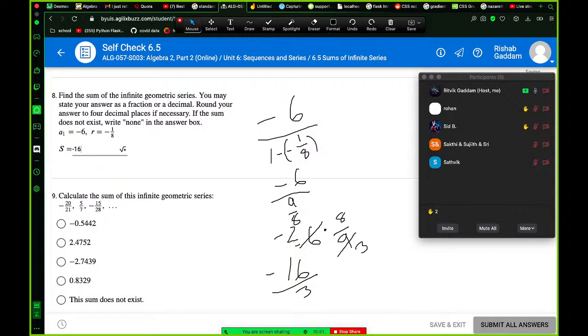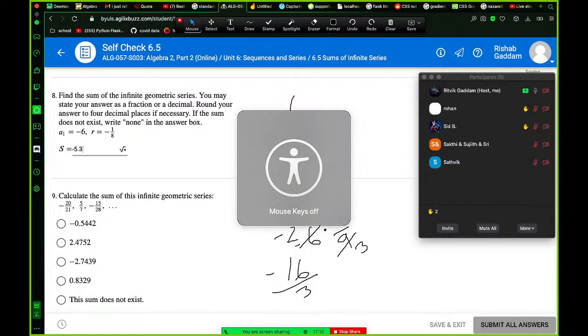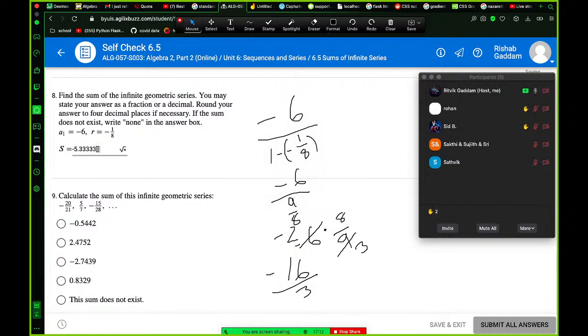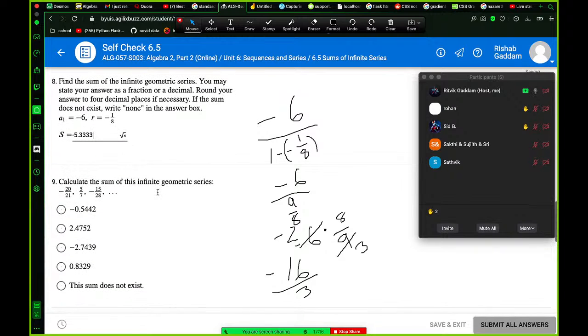Oh, it says round to, okay, yeah, I didn't see that. Okay, thanks for telling me. So what did you get? You get negative 5.33333333. Okay, there we go. 5.33333. Yeah. There we go. Okay, good job, Rohan.